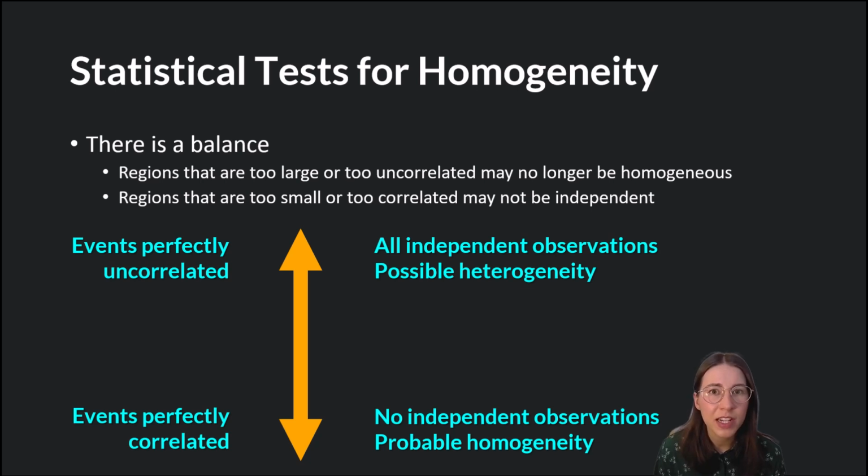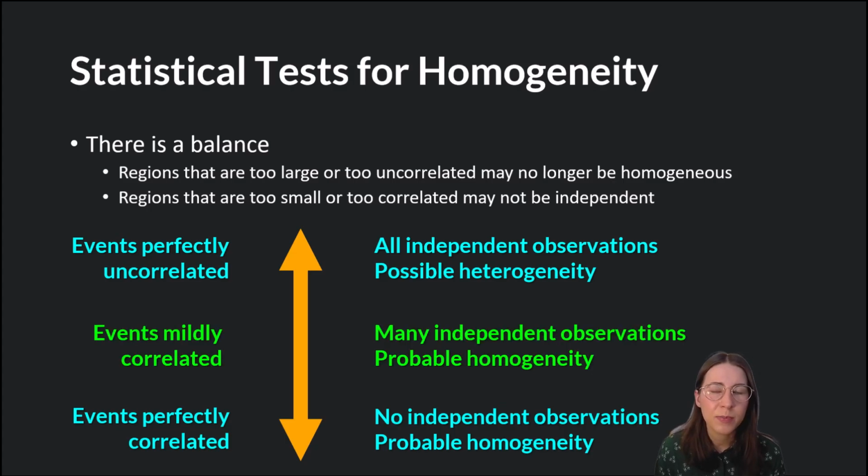Imagine we have two precipitation gauges located mere inches from each other. They will probably measure the exact same storm events for the entire period of record. Combining the information from these two gauges together doesn't actually provide us any new information. And so that's where this balance comes in. We aim to have regions that are mildly correlated, so that the regions have many independent observations, but are still probably homogeneous and represent the same phenomena. So that's the sweet spot here that we're aiming for when we're producing these regions.